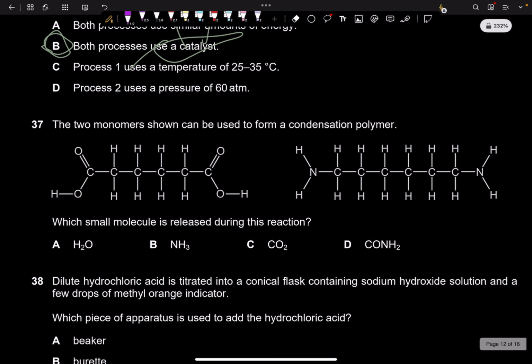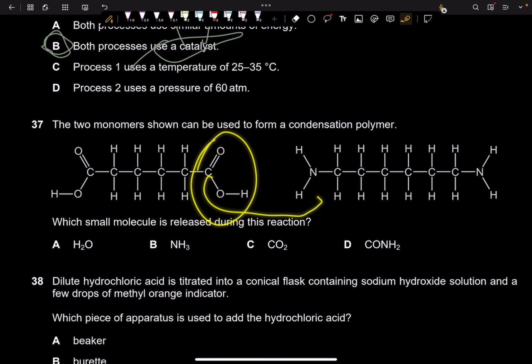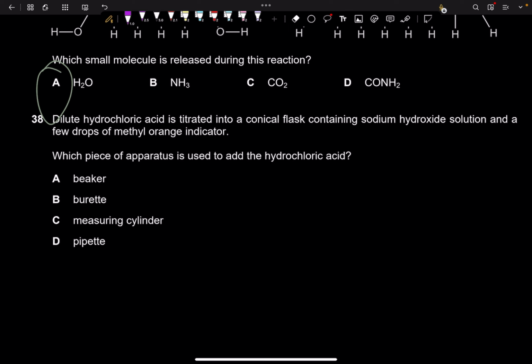Okay, 2 monomers shown can be used to form a condensation polymer. Which small molecule is released during this polymerization? It's simple. You remove OH from the carboxylic acid and remove H from the amine. When you remove these, what do H and OH form? Obviously water, so it has to be H2O. You don't even need to look at other things. Okay, dilute hydrochloric acid is titrated into a conical flask containing sodium hydroxide solution and few drops of methyl orange indicator. Which piece of apparatus is used to add the hydrochloric acid? One thing you put in the conical flask, the other you add from the burette. Simple titration. Moving on.